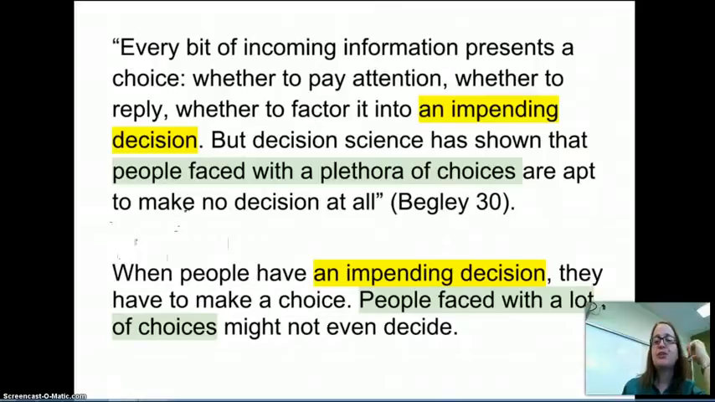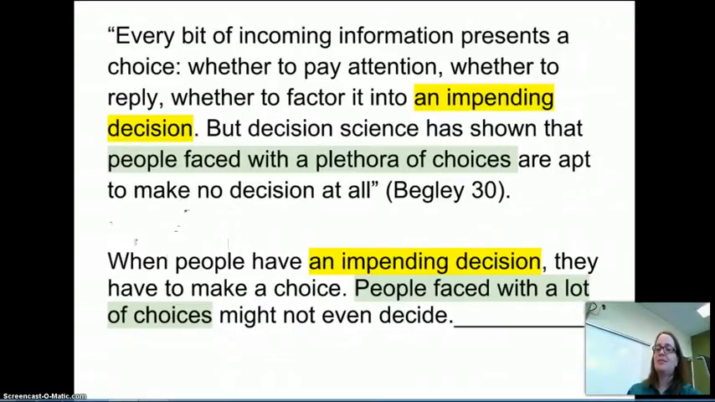Okay, let's take another look. People faced with a plethora of choices. Well, the writer on the bottom has changed that to people faced with a lot of choices. But people faced and of choices are still exactly the same. So we've basically copied the sentence structure of the original, and we've copied the language of the original. So that's not going to work as a summary. Also notice that there's no in-text citation for this summary.